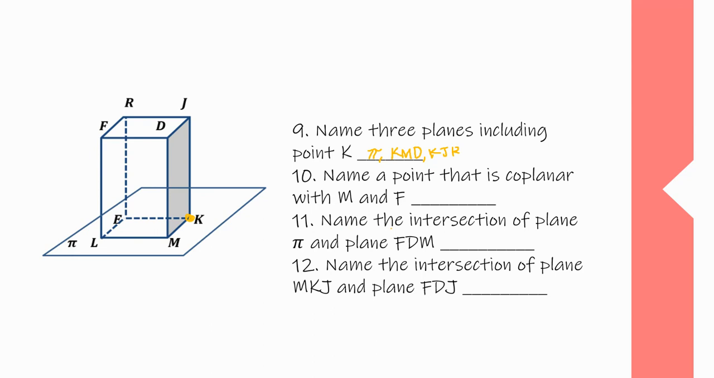Number 11. Name the intersection of the plane pi, this bottom one, and plane F, D, M. So that is this front area here. That's this plane right here. So where are they intersecting? Of course, 2 planes are intersecting at a line. Here is our line, and our line has this point of L and this point of M. So we are intersecting at line LM.